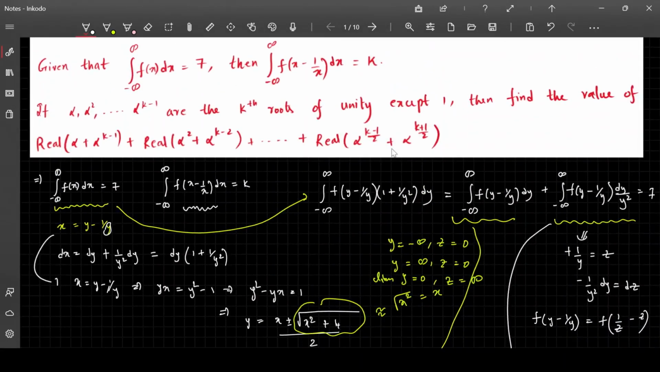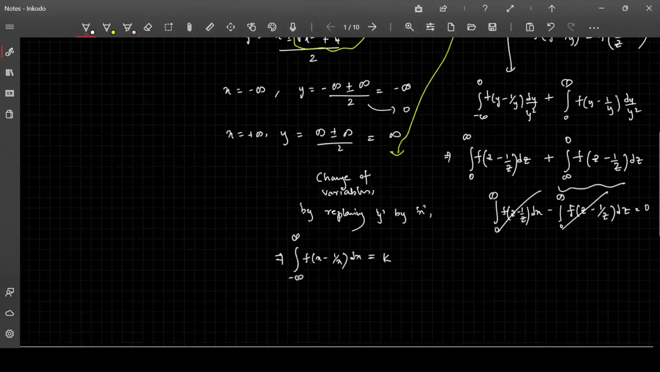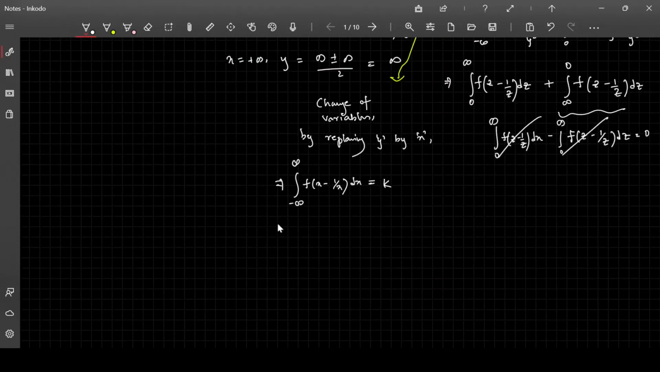So this k is ultimately equal to, let me put this as k. If this is k and this value is 0, finally the answer is k is equal to 7. So from here we can come to the conclusion that k is equal to 7. This is how we come to the final answer. This is the major part, right?